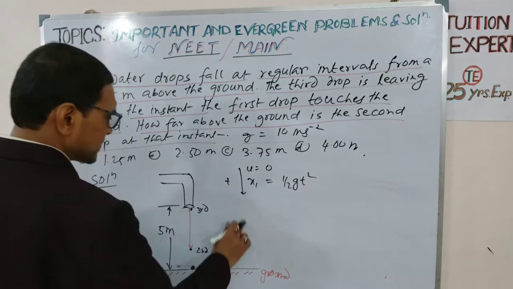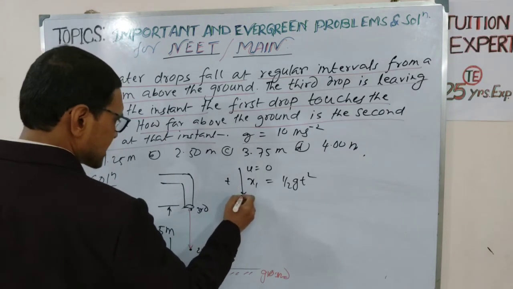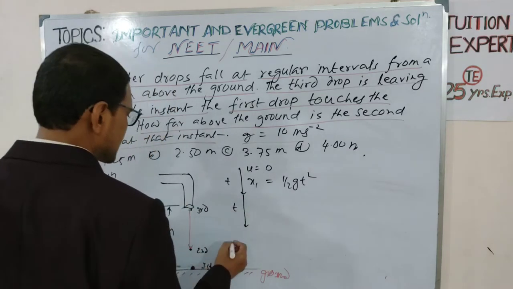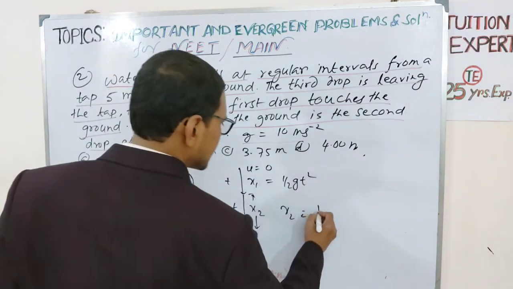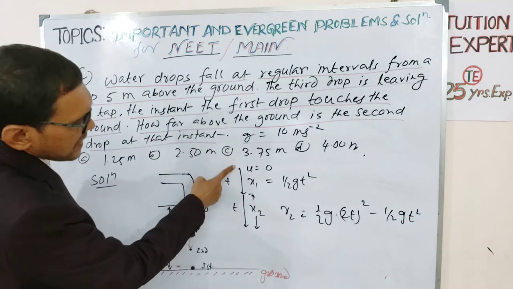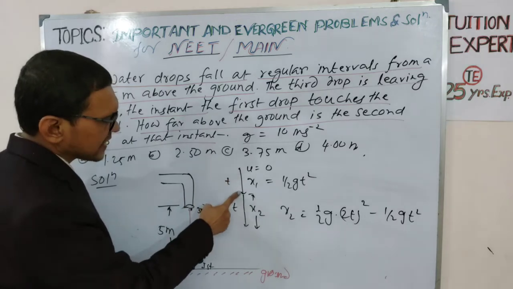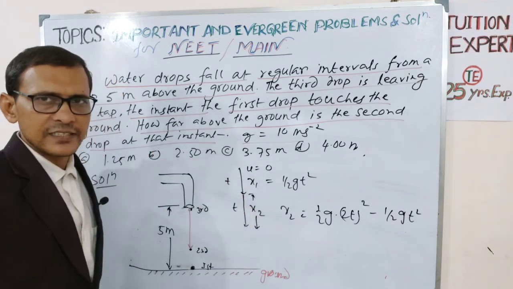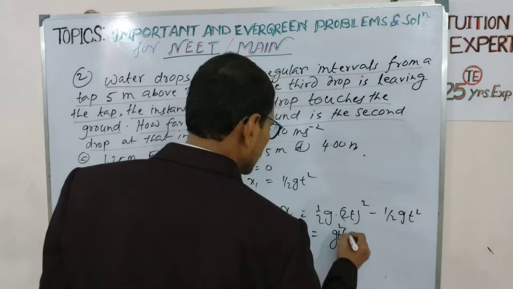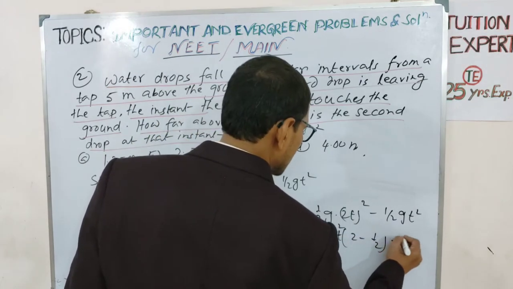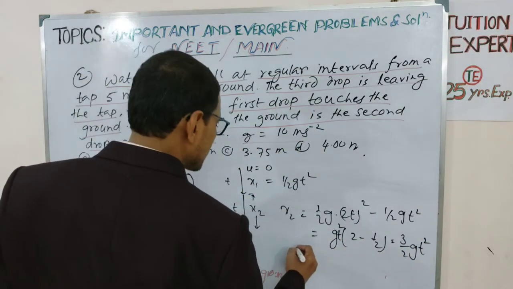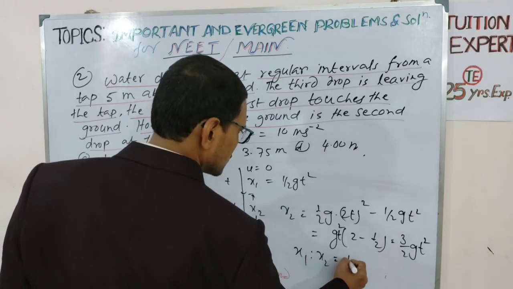Now in the next t second, what is the distance traveled? Total distance traveled in 2t second is half g into 2t whole square, minus half g into t square, because distance traveled in 2t second minus distance traveled in t second equals distance traveled in the next t second. So this equals g t square into 2 minus half, which is 3 by 2 g t square.